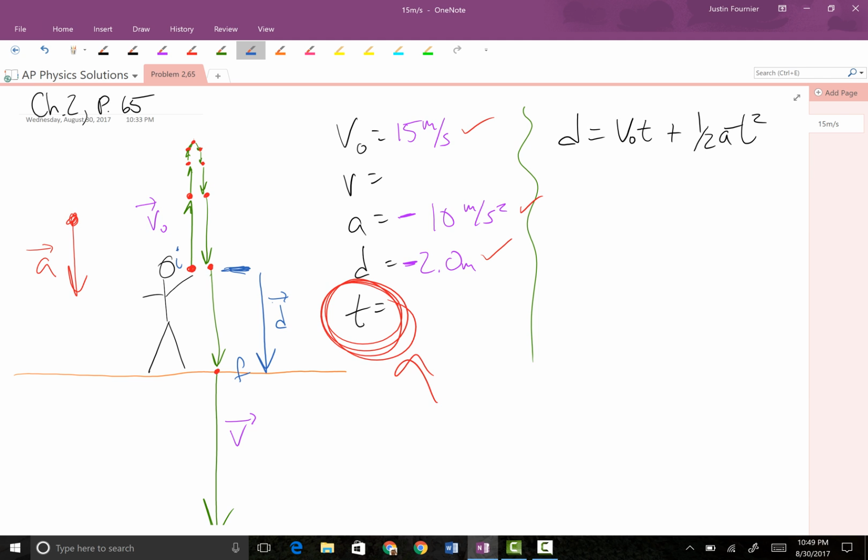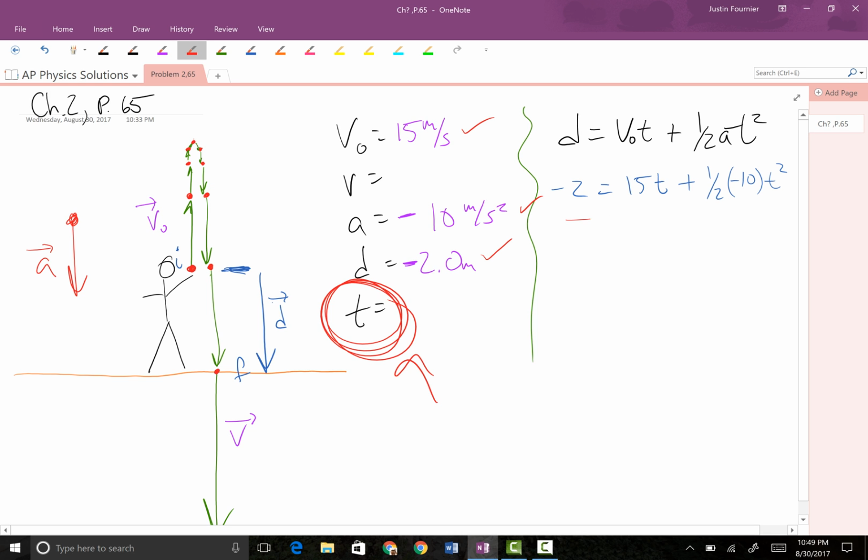So I'm going to plug in right now. My displacement is -2. Just simplifying, I'm going to forego the units. My initial velocity is positive 15 multiplied by the time, which is what I'm trying to find, plus 1/2 times the acceleration, which is -10, and the time, again, I don't know what it is, but it's t squared.